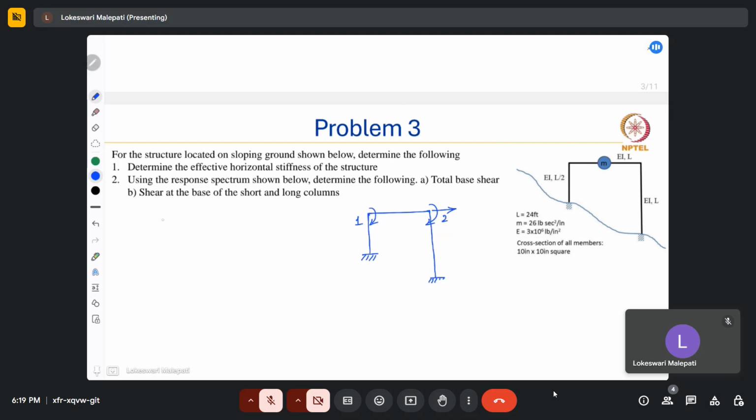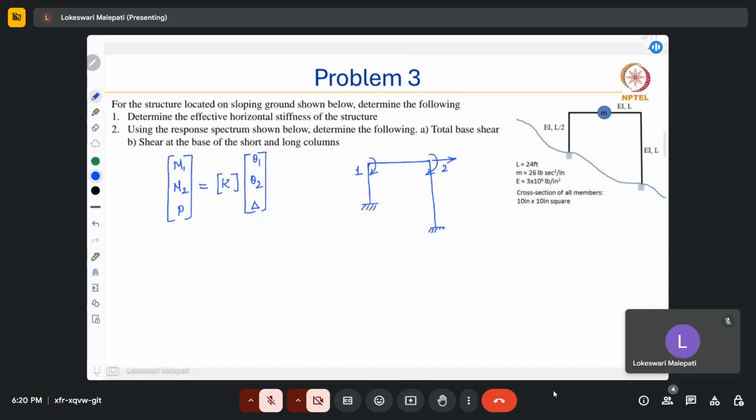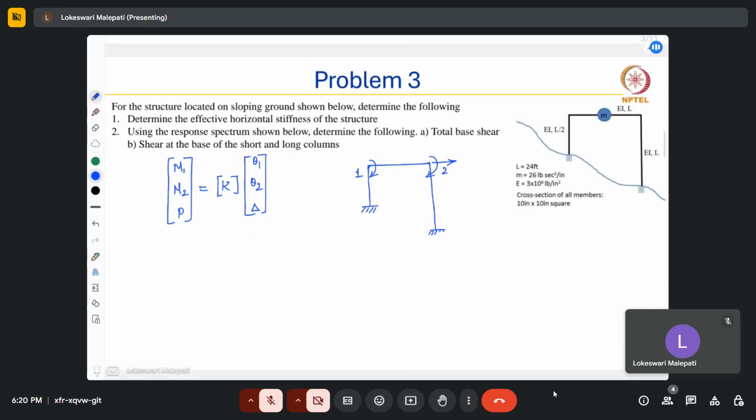So the force displacement relationship for this frame would be M1, M2 and P, where M1, M2 and P are the external moments and force acting at these degrees of freedom. So this is equal to K, which is the global stiffness matrix, multiplied by, we will write down the components of K, theta 1, theta 2 and delta. Delta is the displacement. So now let's write down the elements of this K matrix.